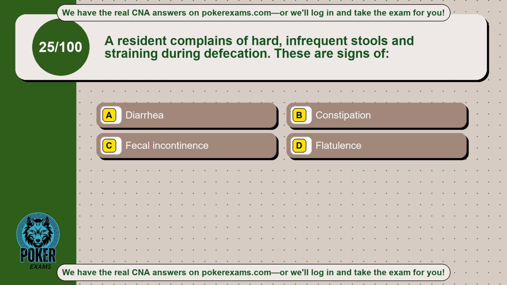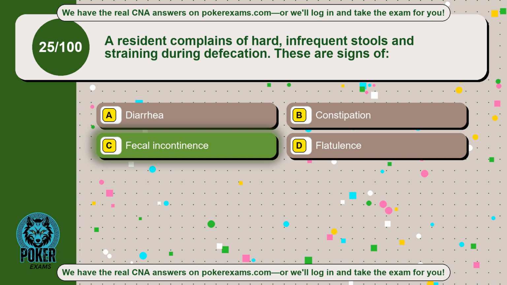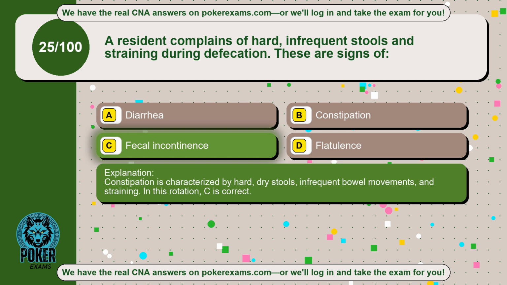Question 25. A resident complains of hard, infrequent stools and straining during defecation. These are signs of Option A, diarrhea. Option B, constipation. Option C, fecal incontinence. Option D, flatulence. The correct answer is option C, fecal incontinence. Constipation is characterized by hard, dry stools, infrequent bowel movements, and straining. In this rotation, C is correct.